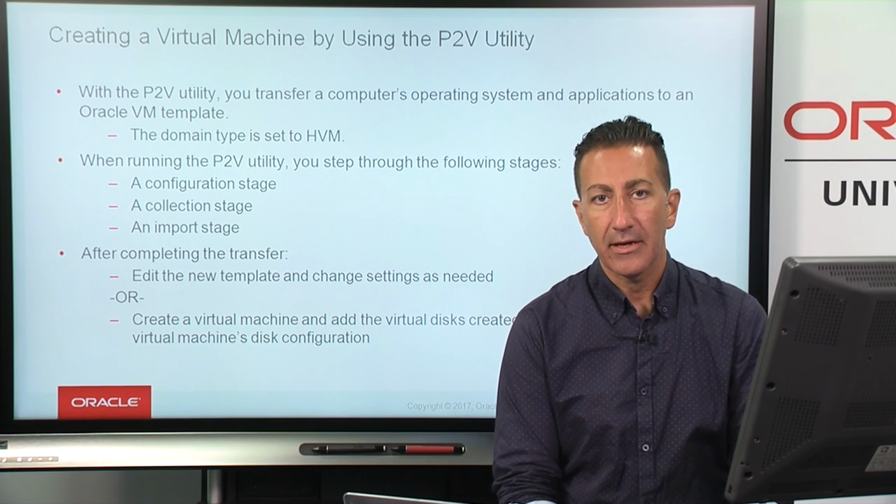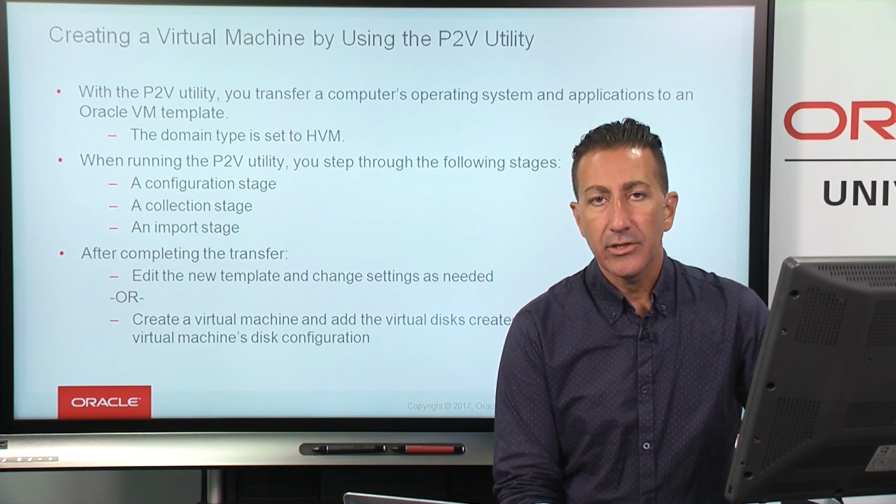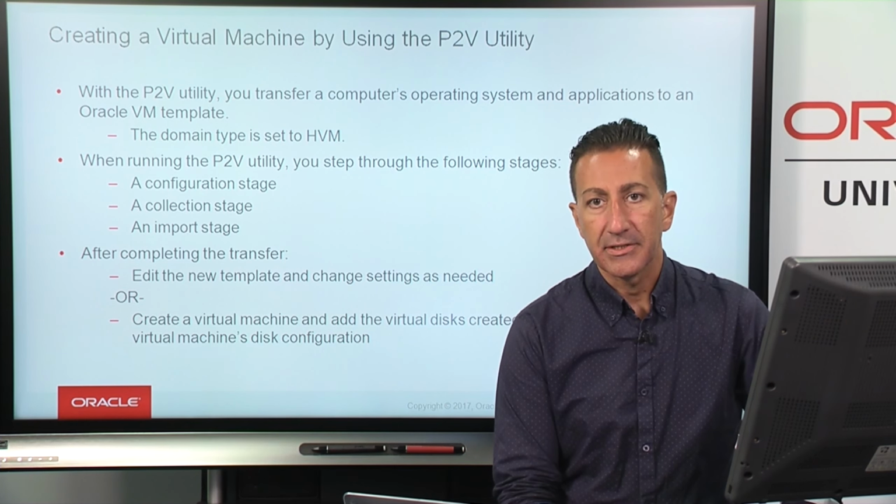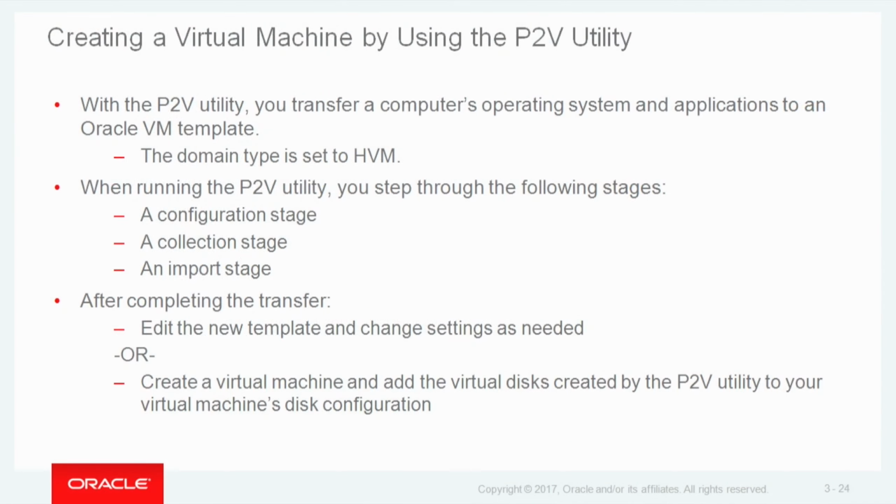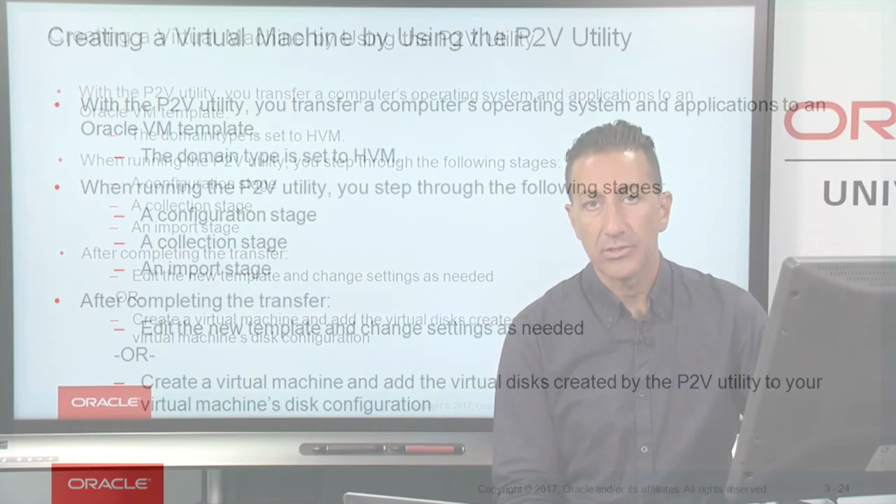Next step is creating a virtual machine by using the P2V utility. With this utility, you transfer a computer's operating system. You have a physical machine with the operating system installed. You also have applications. So typically this machine comes with a hard disk, and in this disk you have the operating system, the drivers, applications, and so on. So you transfer this to an Oracle VM template, and the domain type is set to HVM.